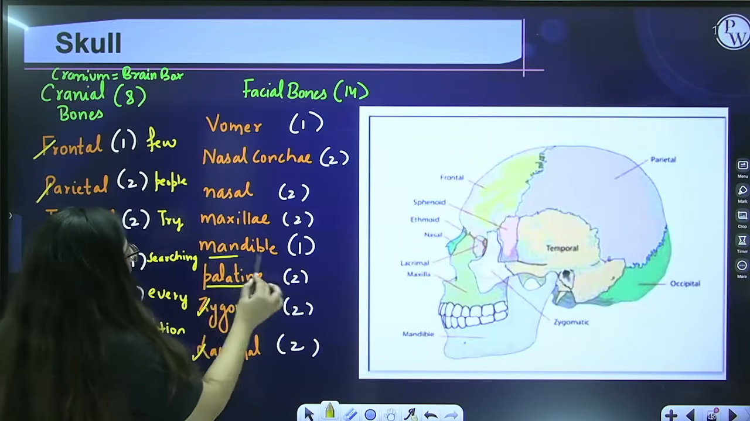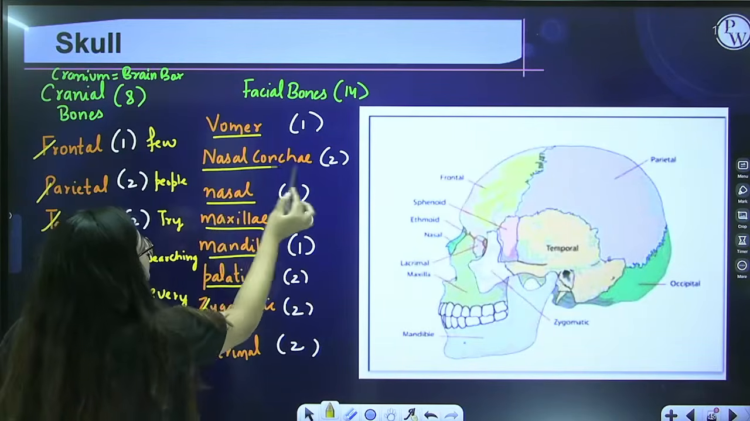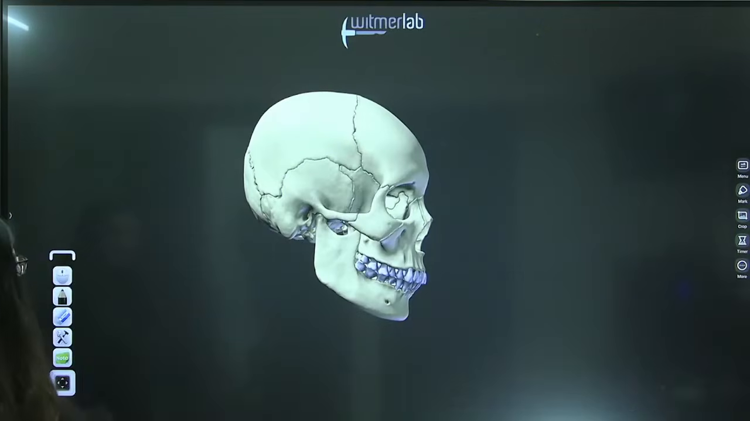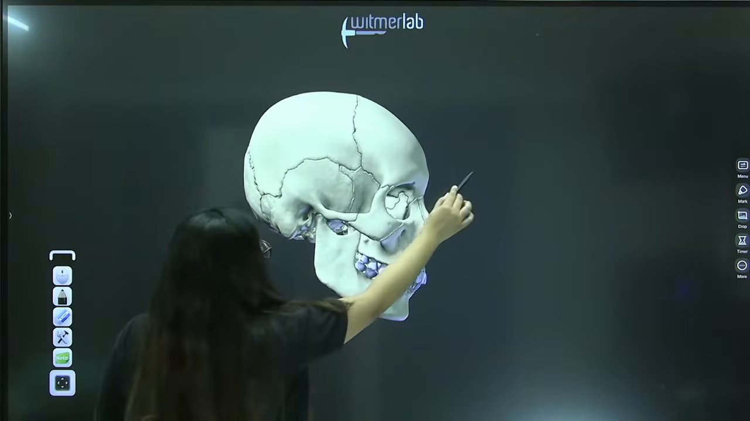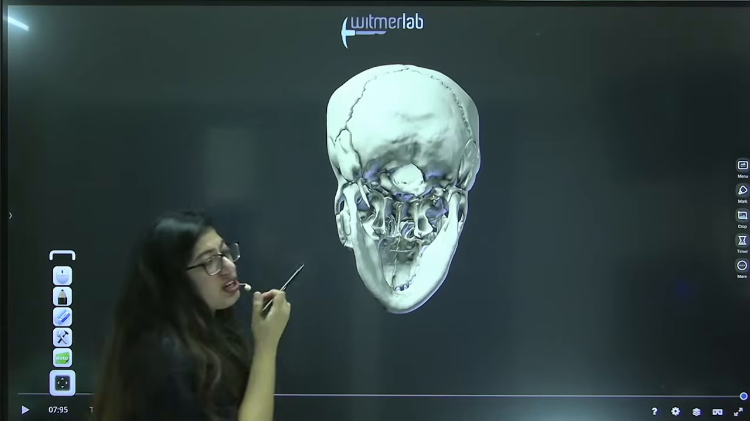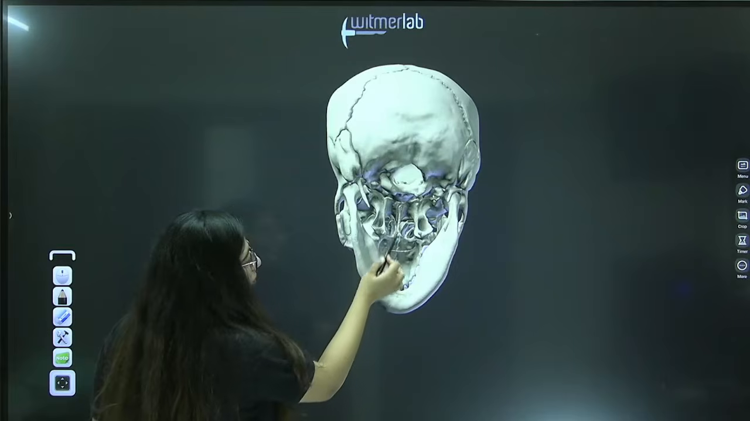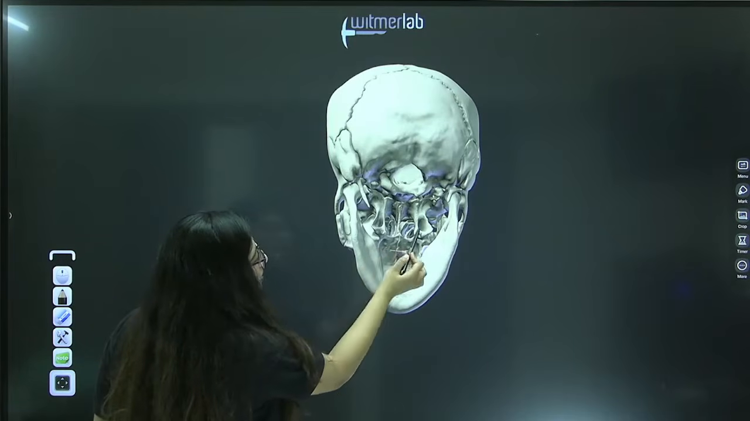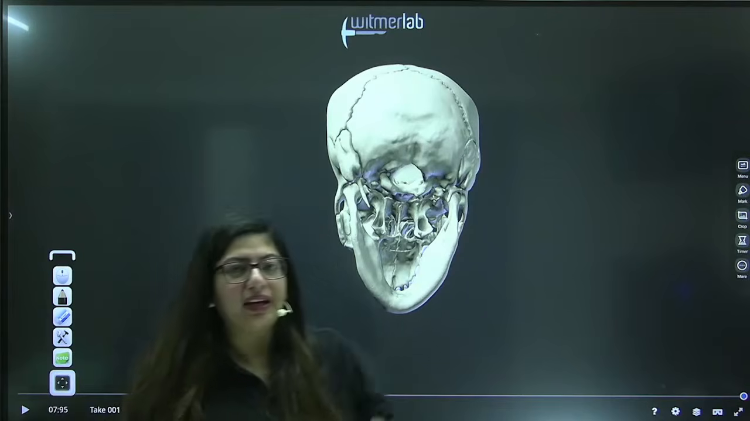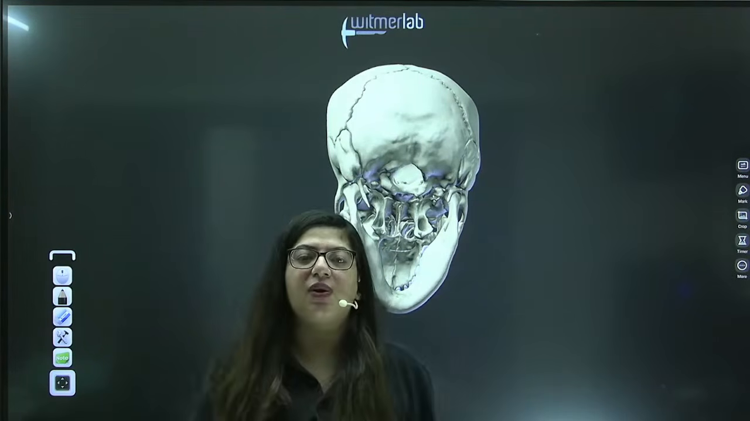Now you have seen the mandible, maxilla, nasal, vomer and nasal concha. You have seen the ethmoid bone, and to it a number of bones are attached. One such bone is your vomer bone. This portion is the vomer bone, and on the sides are present the nasal conchae. So we can say ethmoid, vomer, nasal concha, sphenoid. This is how they are arranged.